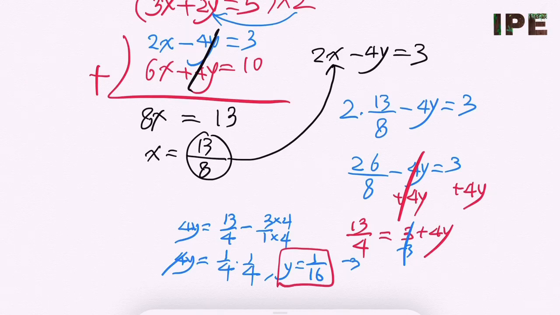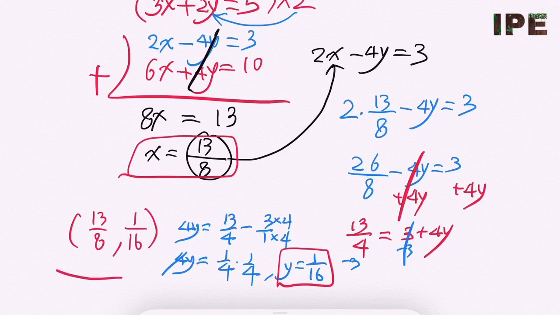I found the x value, which was 13 over 8. And then to find the y value, plug that number into one of the two equations given. 2 times 13 over 8 minus 4y equals 3. And then I solve this equation for y, and I got 1 over 16. So what is the answer? Usually we use an ordered pair. So 13 over 8 and then 1 over 16. This is the final answer.